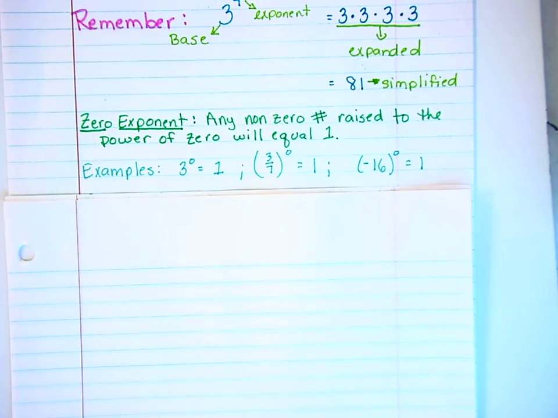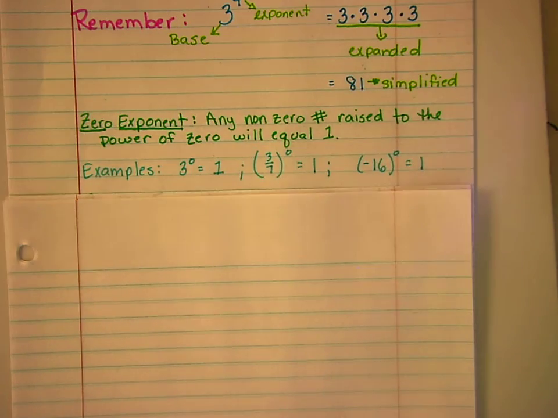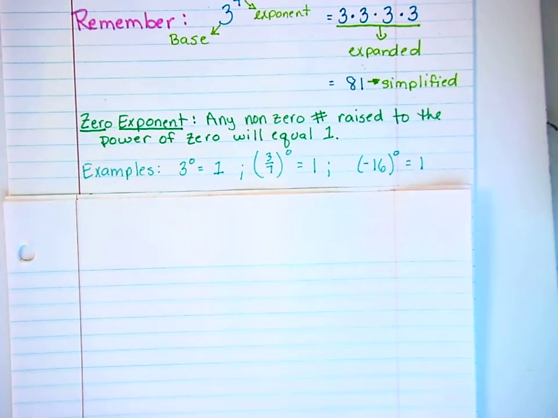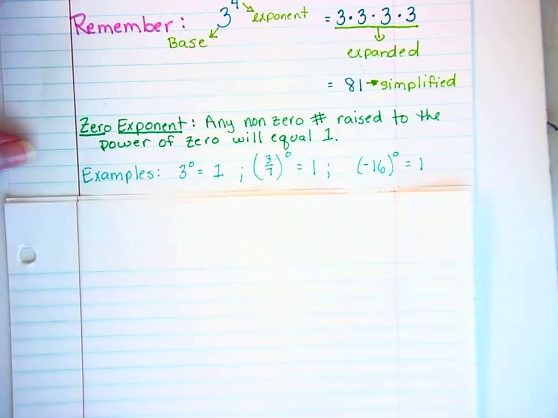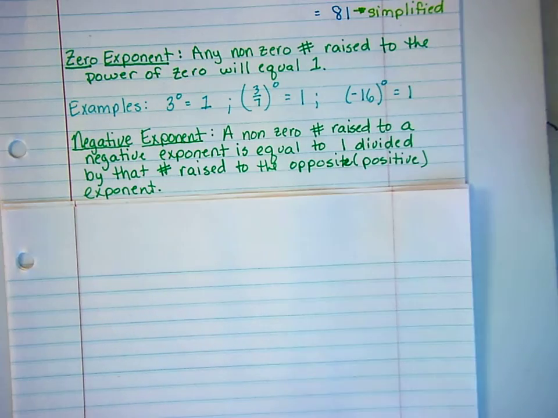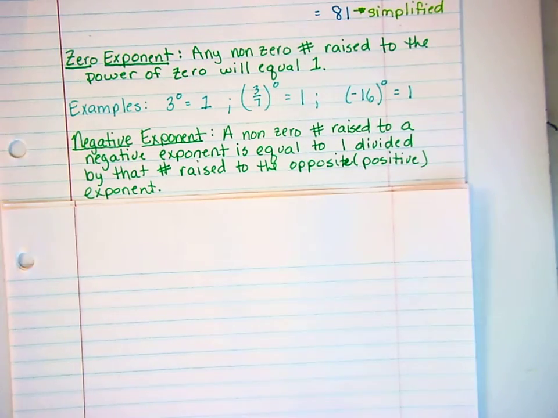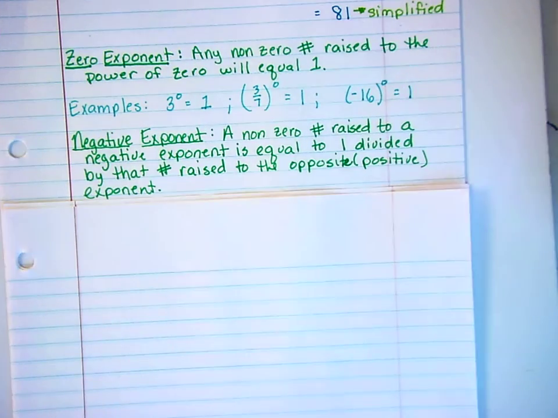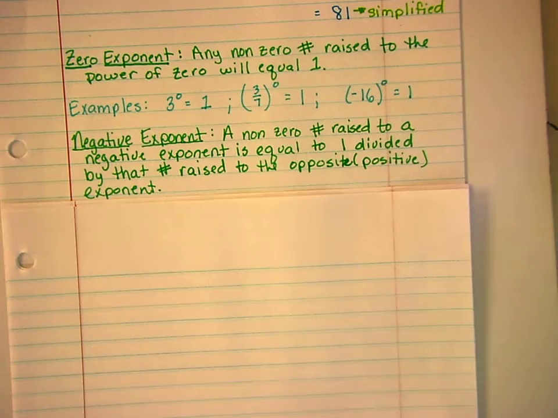Okay, the next piece. Let's talk about having a negative exponent. In this whole section of this whole unit that we're working on, I do not want you to give me a negative exponent in your final answer. So no negative exponents. The only time you'll see it is when you're writing scientific notation. Okay? This is what you will do. When you have a non-zero number raised to a negative exponent, it's going to be equal to 1 divided by that number raised to the opposite, which is positive exponent. It's very wordy, but I'm going to do some examples to explain it.